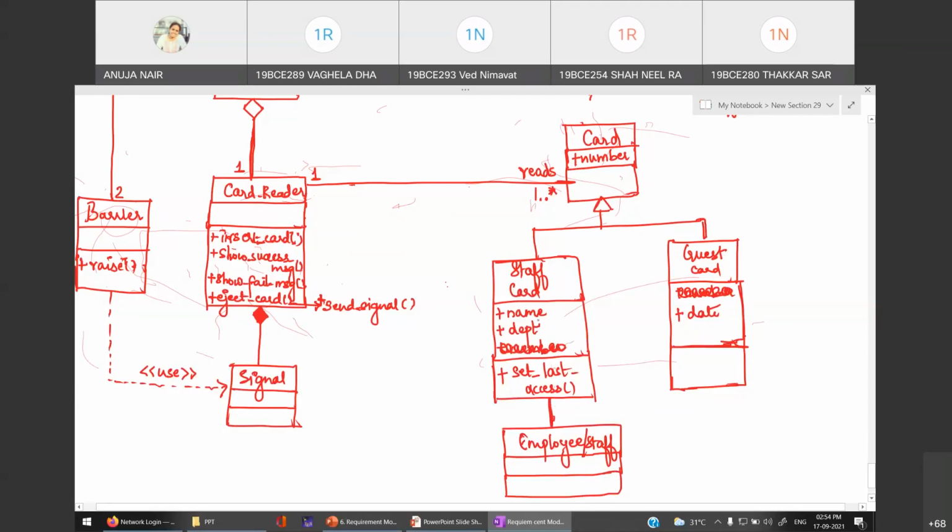What will I say? What is the relationship between staff card and staff? What is the relationship? Issued, that is fine. That is not a relationship. It's a role. What is the relationship? Means what is the association? One to one. A staff card can be issued to only one employee.